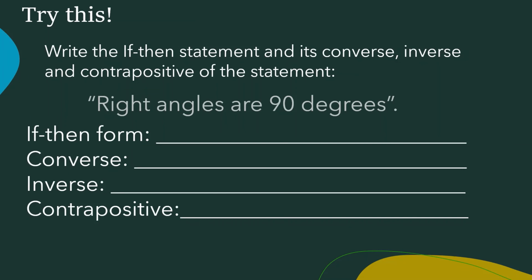Great job, grade 8. Now that you learned a lot, you have to get your paper and pen. Then, do this activity. Write the if-then statement and its converse, inverse, and contrapositive of the statement. Right angles are 90 degrees. So what is its if-then form? Its converse, its inverse, and contrapositive.